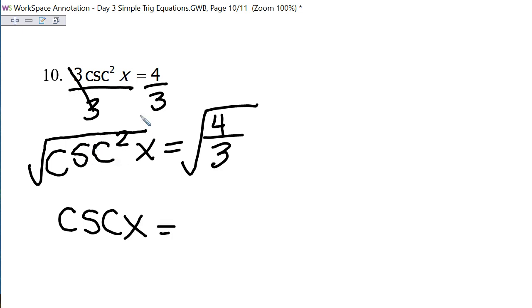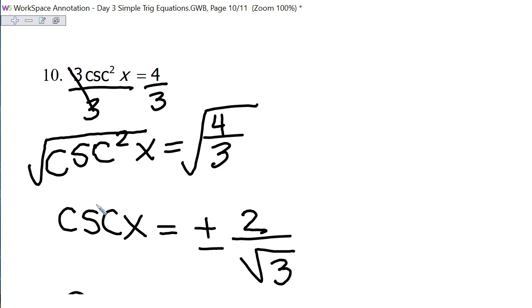Okay. And when you square root, don't forget the plus or minus. If you square root, you have the positive square root and the negative square root. And when you square root a fraction, you square root the numerator and square root the denominator. So what's the square root of 4? 2. And when we square root the denominator, I'm just going to leave it as square root of 3. But instead of cosecant, I should change this to sine. So the sine of x will also have the plus or minus. And when I invert that fraction, the reciprocal would be square root of 3 over 2.